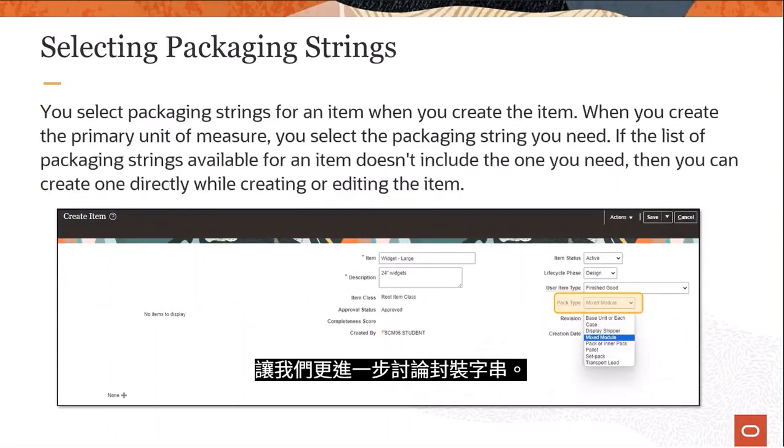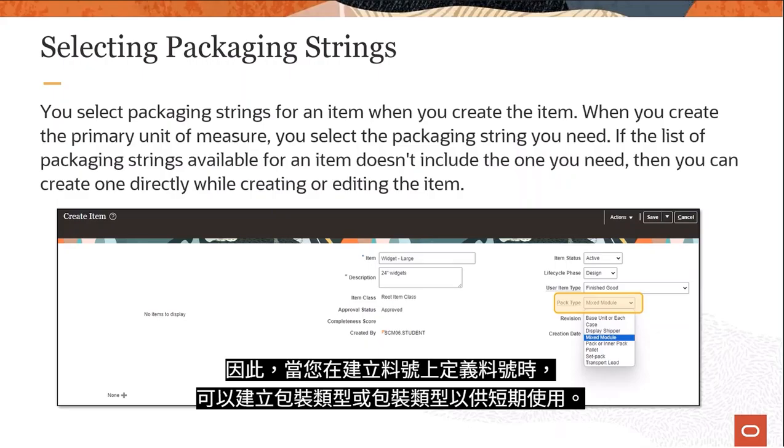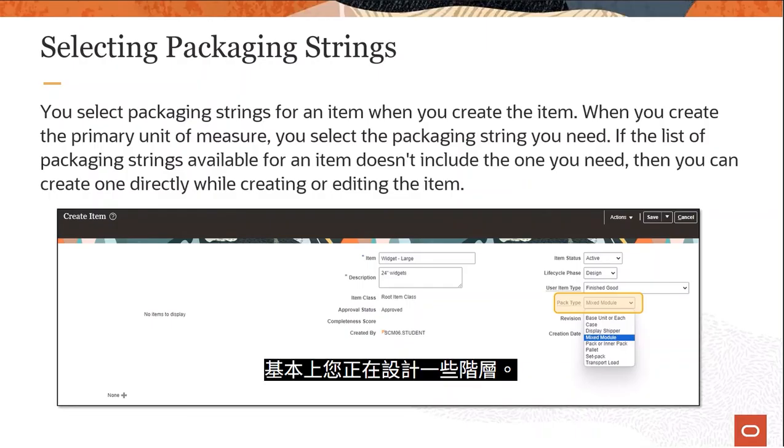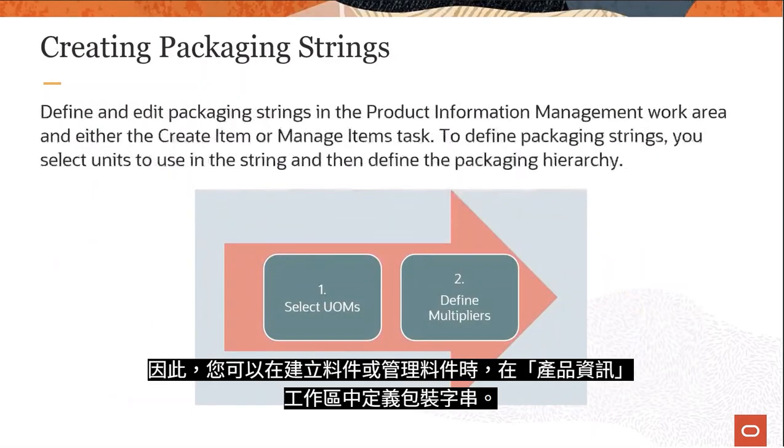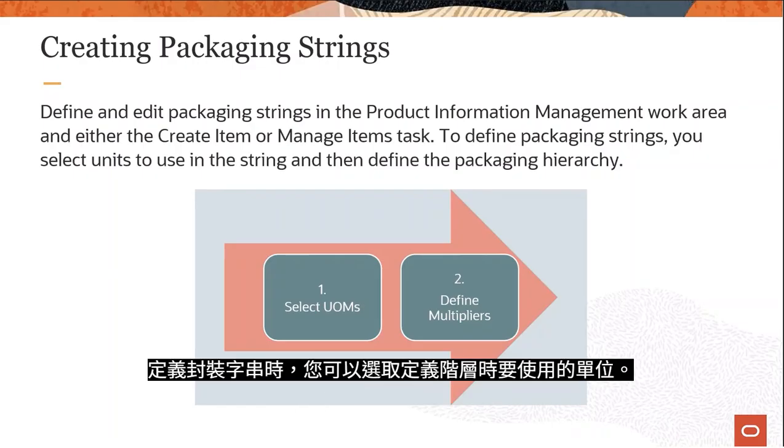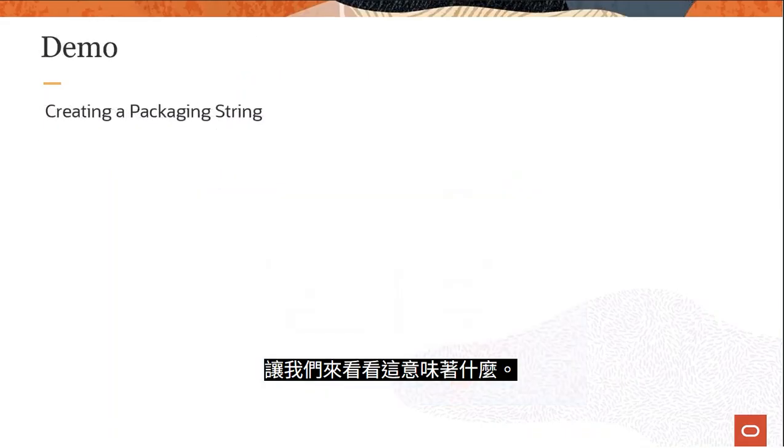So let's talk a little bit more about the packaging string. When you define the item on the create item page, you can create a packaging type, or pack type for short, and you're basically designing a little hierarchy. So you can define your packaging strings in the product information work area when you create the item or manage items. When you define the packaging string, you can select the unit to use as you define the hierarchy. So let's go take a look at what that means.